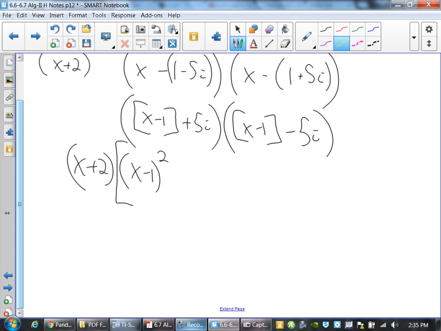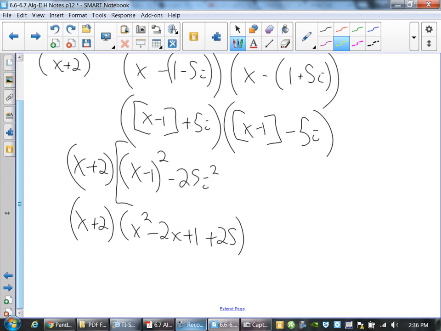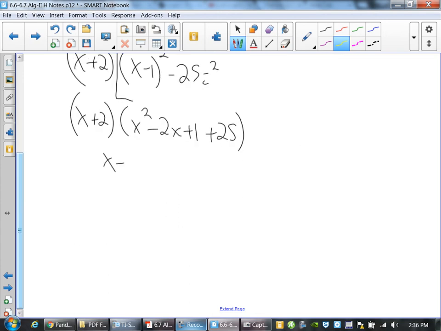Now, 5i times negative 5i is, so we get minus 25i squared, which is 25. So you wind up with x plus 2, x squared minus 2x plus 1 plus 25. Yeah, 26. And then I'll let you guys finish that.